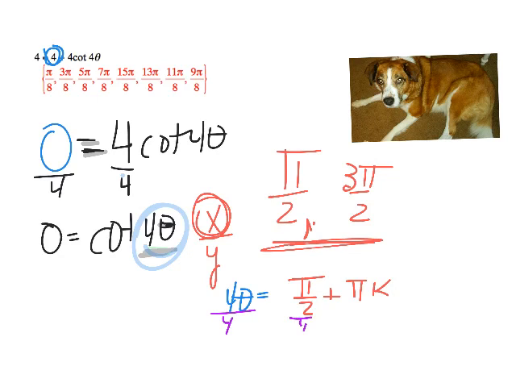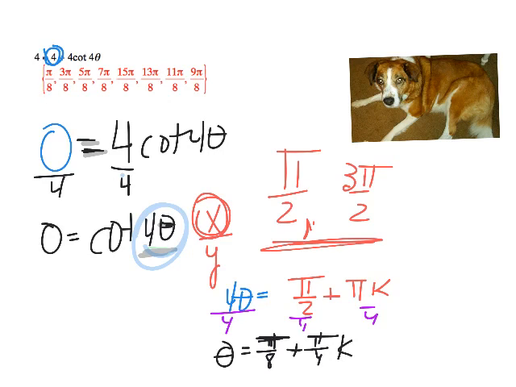Divide by 4, divide by 4, divide by 4. So I will get theta equals pi over 8, right? Divide by 2 and then divide by 4. It really means I'm dividing by 8. Plus pi over 4 k. As long as your first angle, imagine k was 0, is in the interval 0 to pi over 2, then it is an actual answer. And so there's your pi over 8.